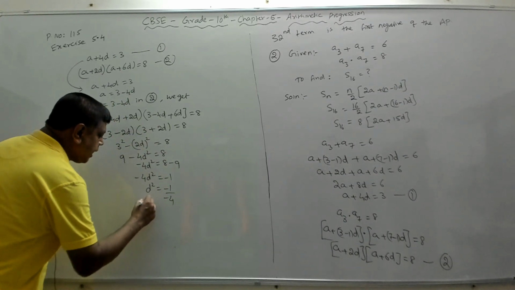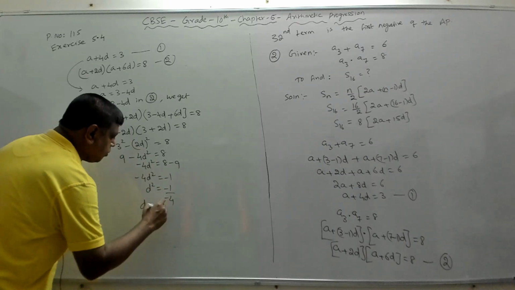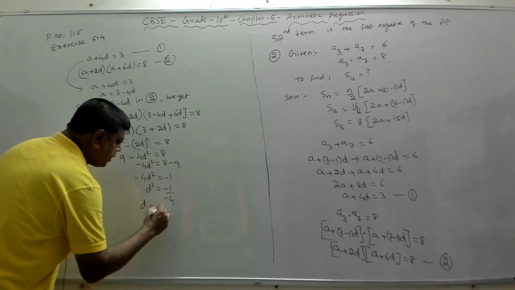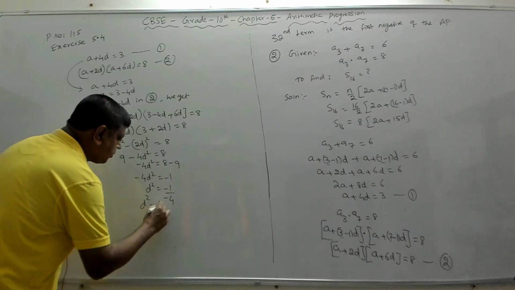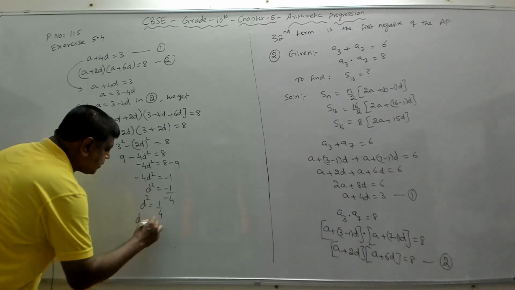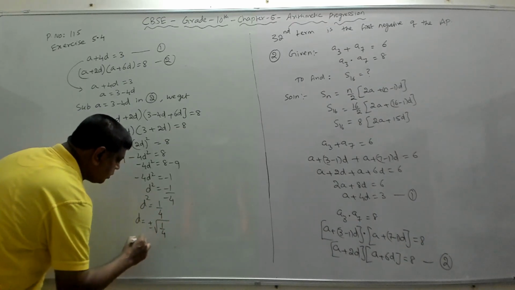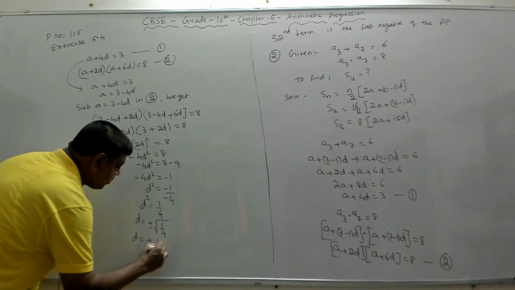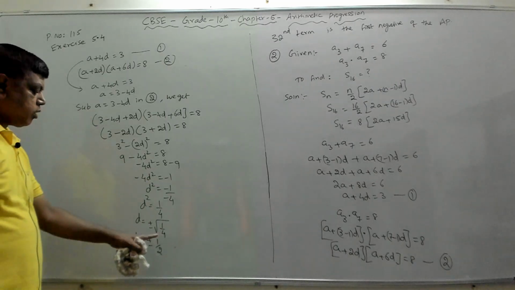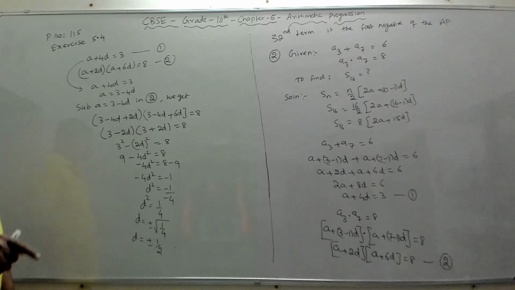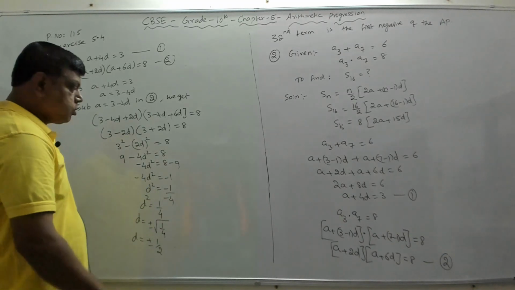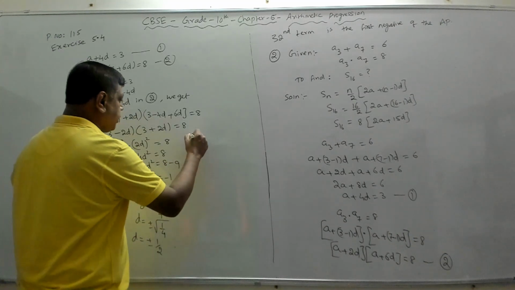So you'll get your d square as 1 by 4. So your d will become plus or minus square root of 1 by 4, which means your d becomes plus or minus 1 by 2. The square root of 1 by 4 is 1 by 2. Now we have two values for d, right? So we need to solve for a now. We have got d, so we'll solve for a.